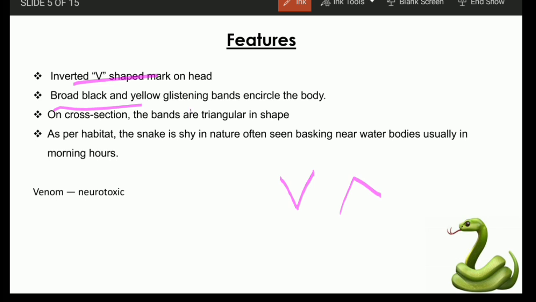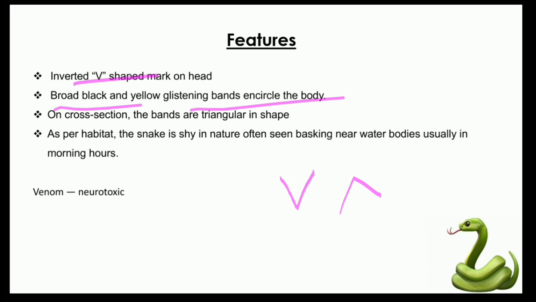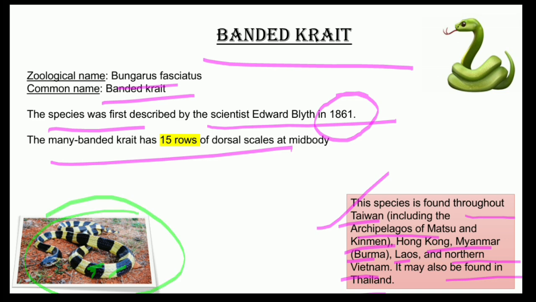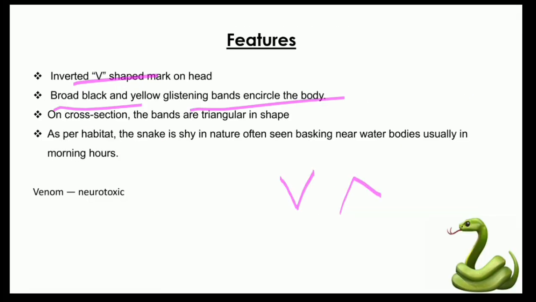It has some broad black and yellow bands that encircle the entire body of the snake. Now look at this diagram. Here you can have a look at the bands. See, these are the dark bands, black bands and yellow bands. These black and yellow bands are present throughout the body of the snake. It is one of the most distinguishing and unique features, I should say, of a banded krait.